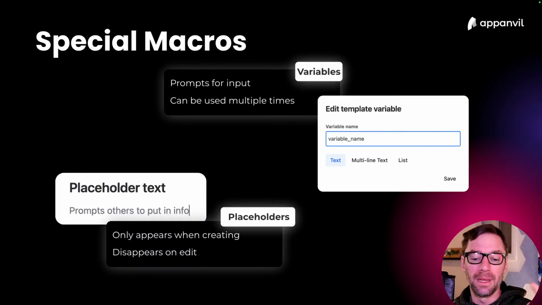The other is called placeholder text. And this is that gray text that shows up when you create a page from a template, just to remind you what goes in that spot. So this is great for creators because it'll, again, remind them, hey, you should put something in here, whether it's the name of the policy or some other information.